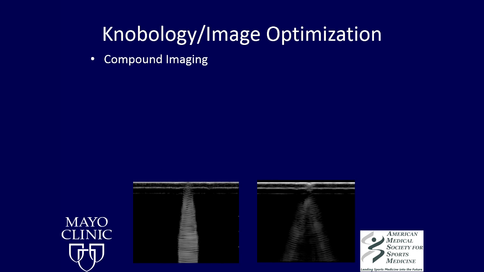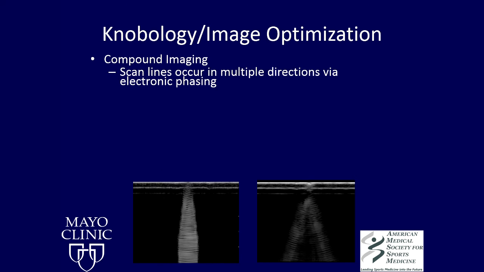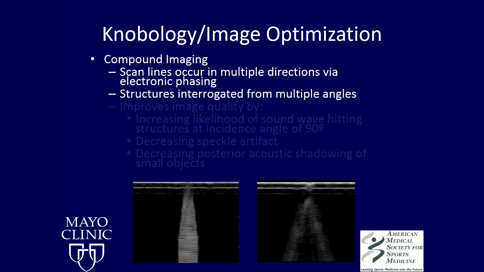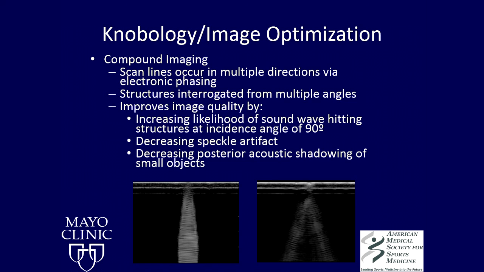Compound imaging is very, very important. Previously, all the sound waves in the original ultrasound machines came straight down underneath the transducer. This is just a depiction of sound waves based on a paperclip being underneath the transducer. Whereas if I place that same paperclip underneath a transducer that has compound imaging, the sound waves come out at multiple different angles. So you can see this fan of sound waves coming out.